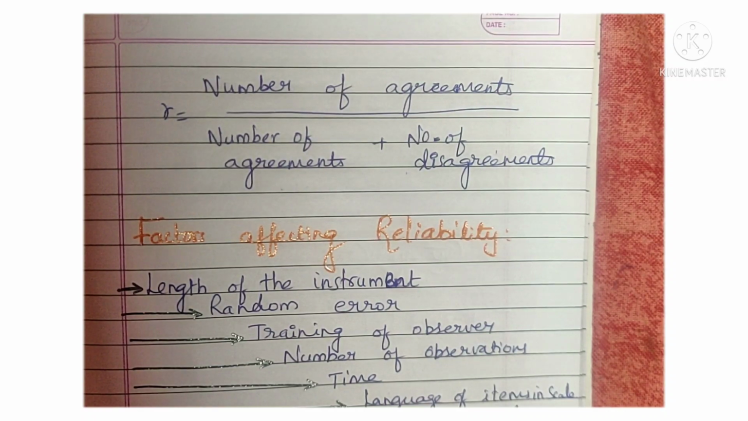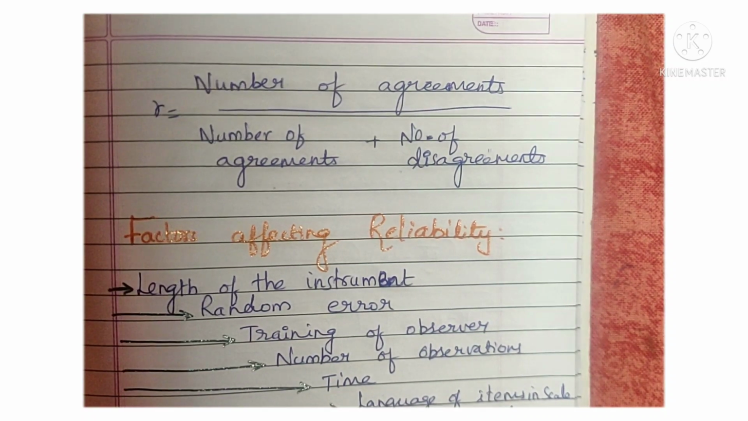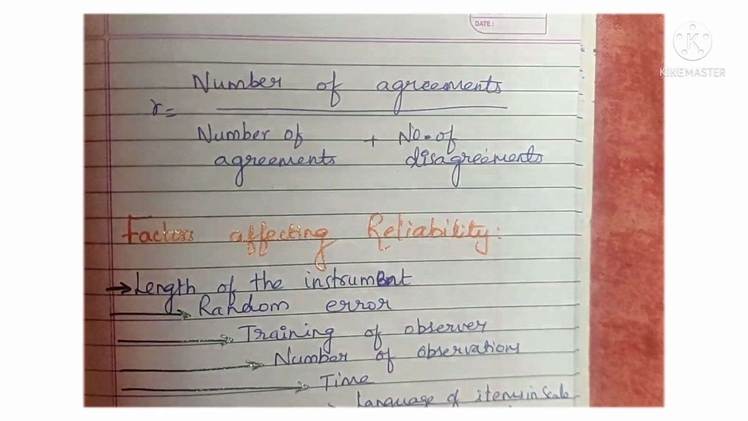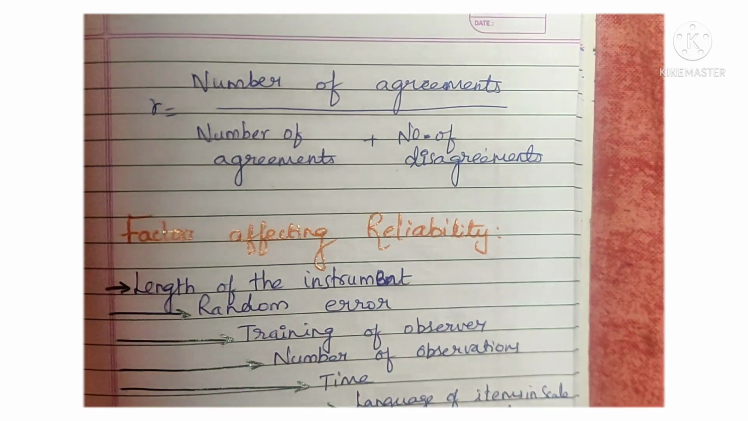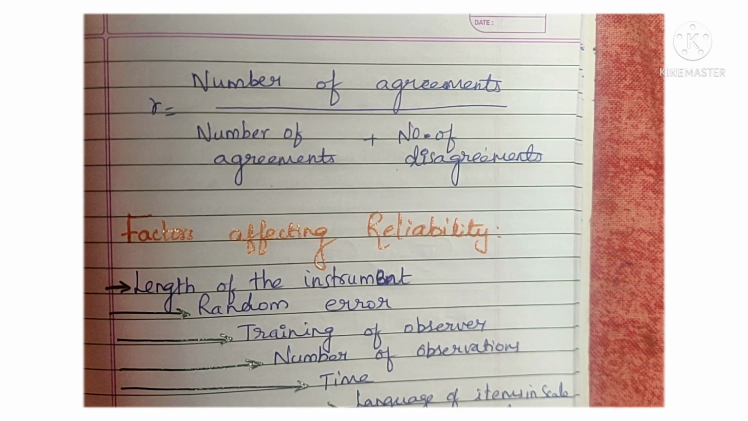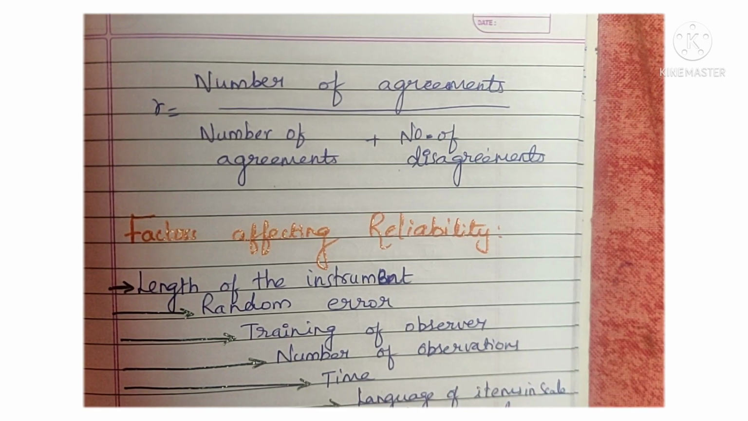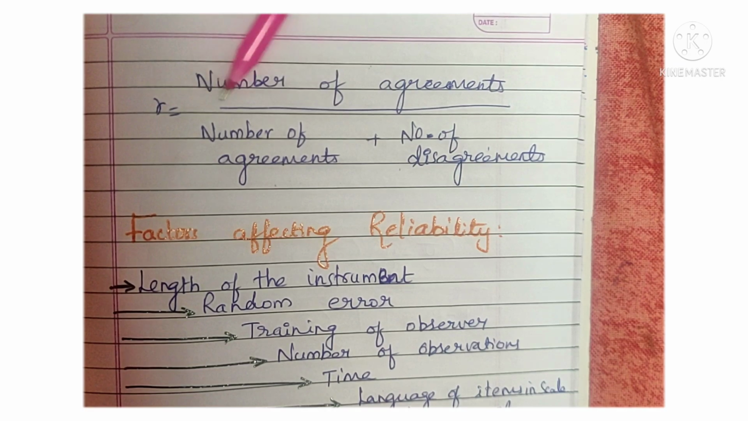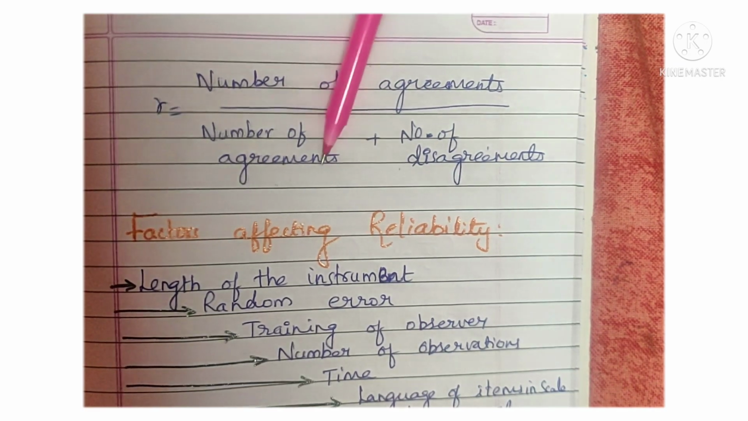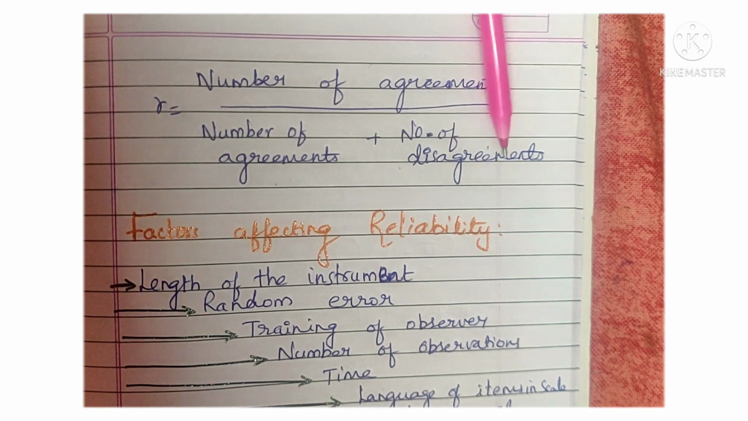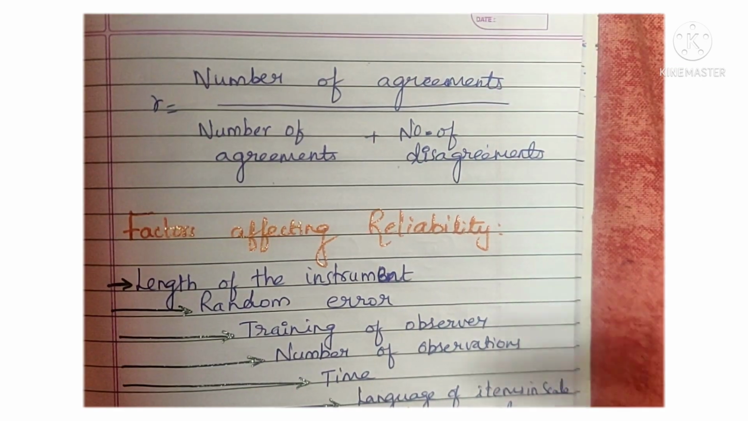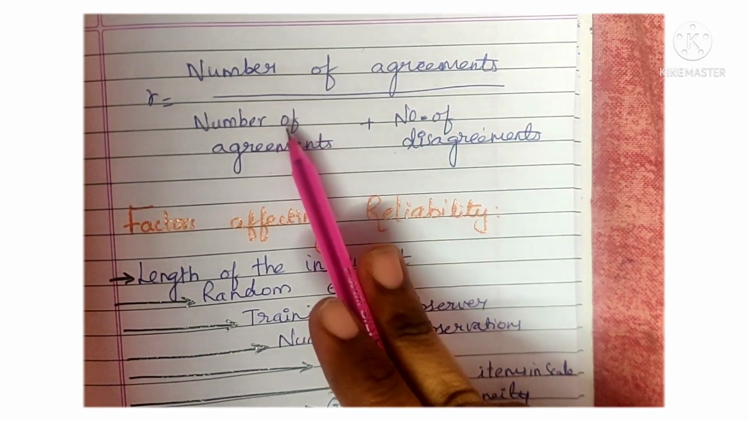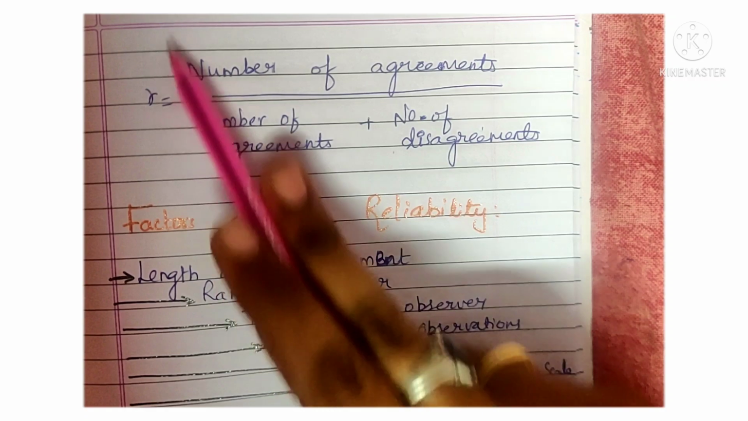All the points may not be the same. Suppose there are 20 points, and for example on 15 points both are accepting, and on 5 points both are not agreeing. So what you will write is the number of agreements, that is 15, divided by the number of agreements 15 plus the number of disagreements 5. Based on this you will calculate the result, and that value is called R.